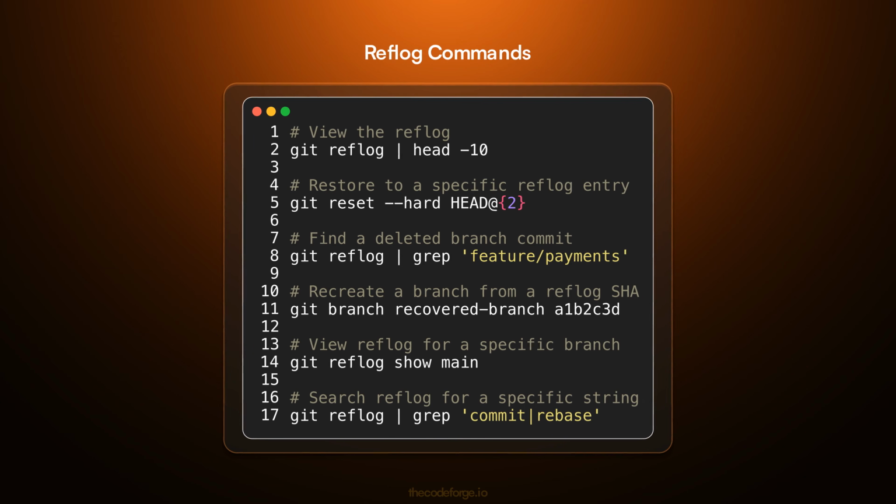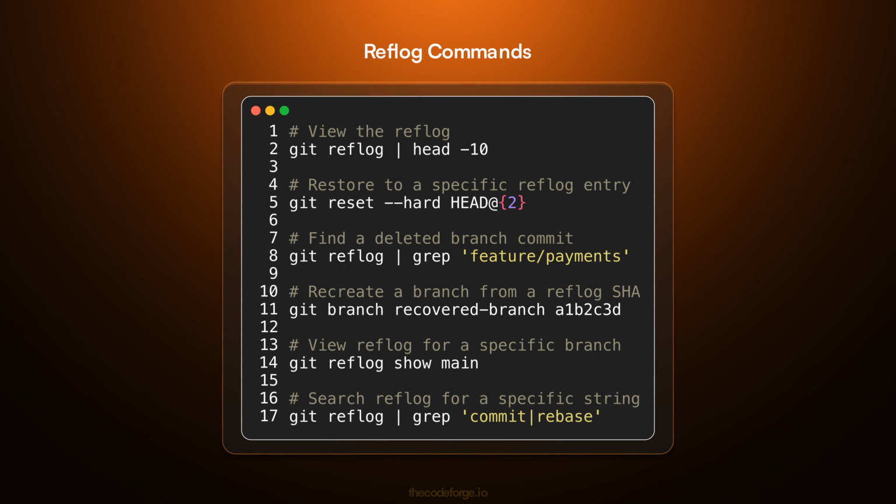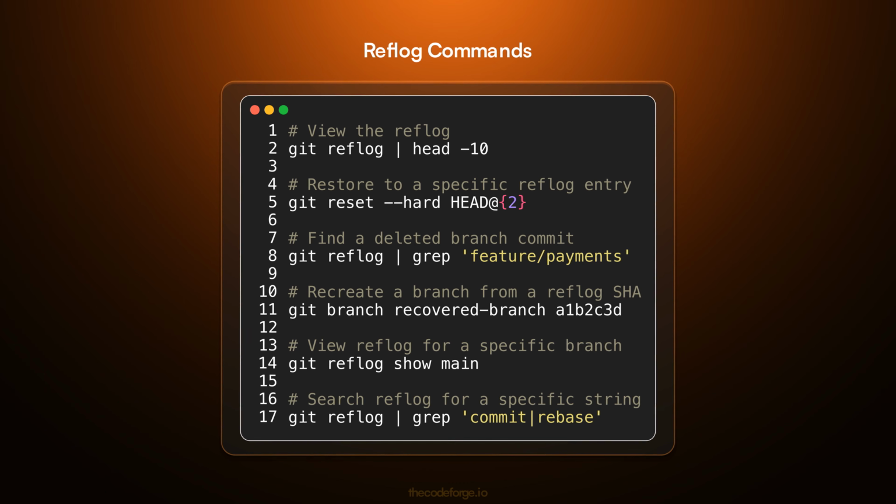Here are the essential Reflog commands. git reflog shows the log. git reset --hard HEAD@{2} restores to that entry. To find a deleted branch, grep for its name. Then recreate the branch with git branch. You can also view Reflog for a specific branch or search for actions.